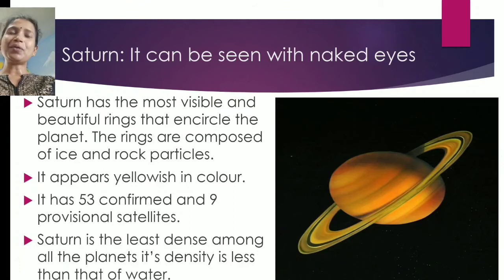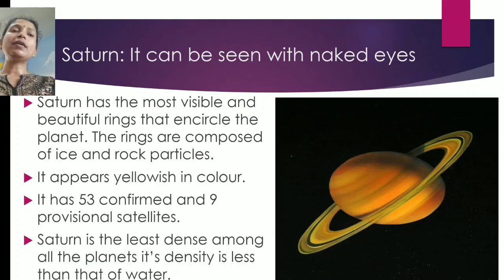Now we will discuss Saturn. Its picture is displayed on your screen. It looks very beautiful. Saturn has the most visible and beautiful rings, composed of ice and rock particles. These outer planets have rings. Actually, scientists have no single point of view on how these rings are formed for the outer planets.